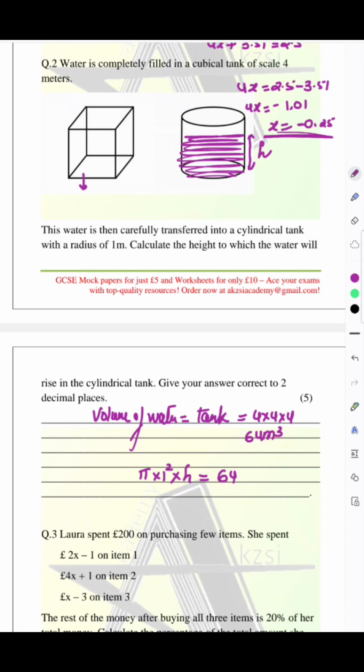Volume of water is equal to the volume of the shape that it has taken, because water has now taken the shape of the cylinder with height h. So its volume is pi r squared h. But still the value is 64. So from here, h will be 64 over pi, and we'll get the answer as approximately 20.38 meters. So it will take the height of 20.38 meters.